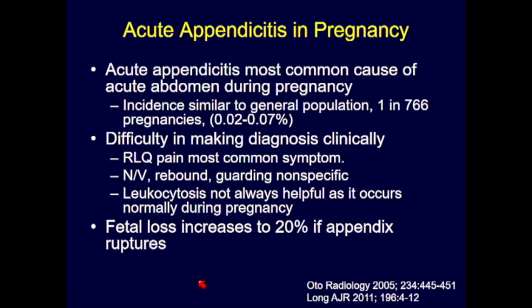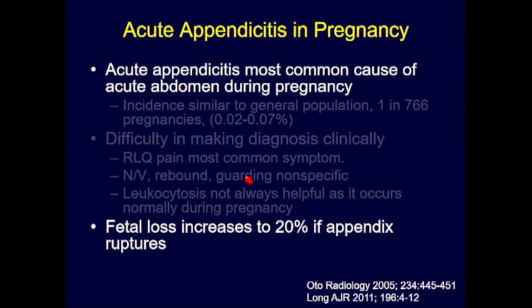So, other facts about appendicitis. Acute appendicitis is the most common cause of an acute abdomen during pregnancy, and it's important to diagnose this early because it can result in fetal loss up to 20% if the appendix ruptures.